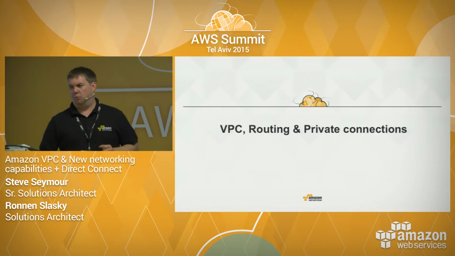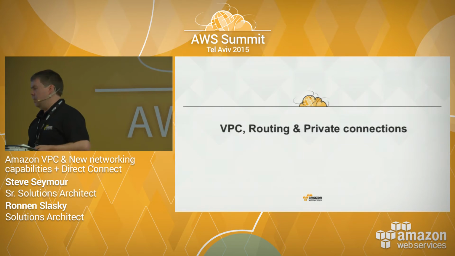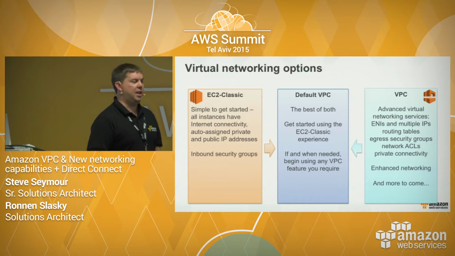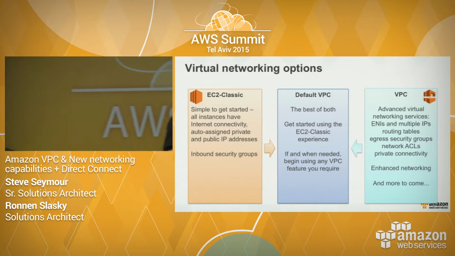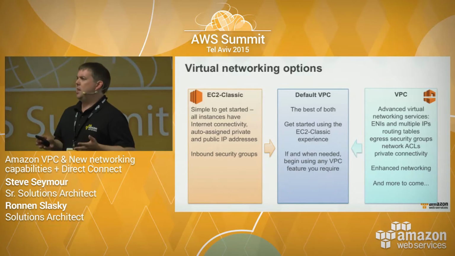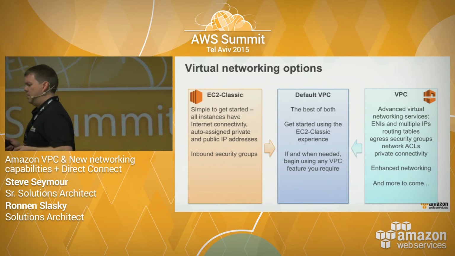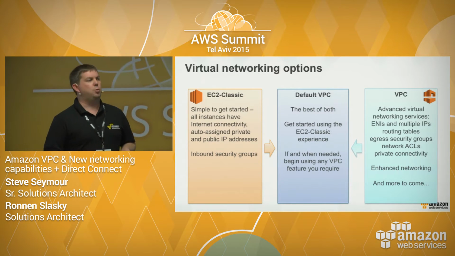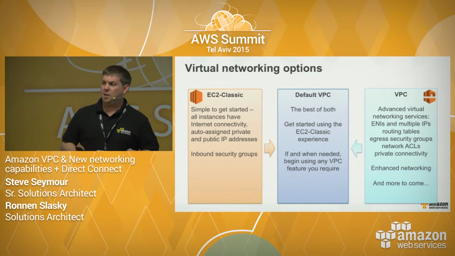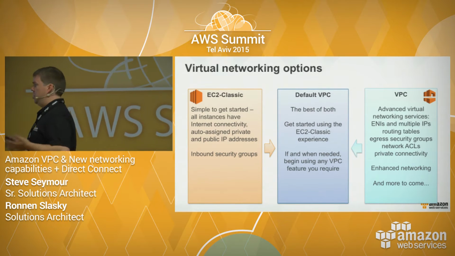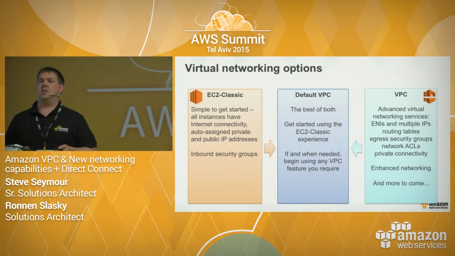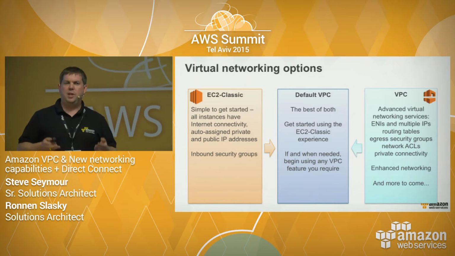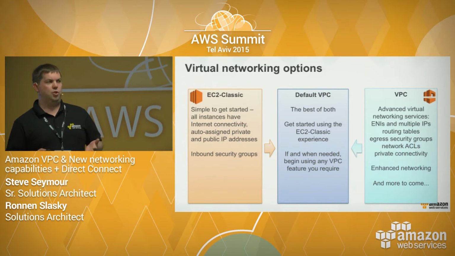Let's talk about routing and private connections. So a little bit of level setting first. We have two networking environments within AWS. We have EC2 Classic. Now, this is a network environment that we deployed back in 2006 when we launched EC2. It provides every instance that you launch with both a private IP address and a public IP address. We give you security groups to control inbound access to those EC2 instances. Now, that's a pretty simple way to get started on EC2 and launching your instances.